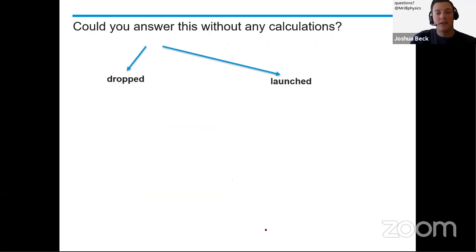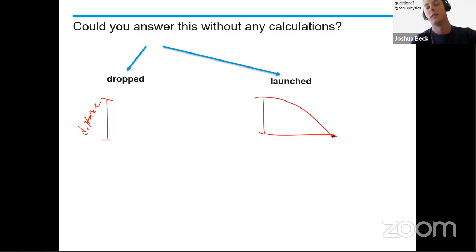Now, is there a way that I can answer that without calculations? Sure. The one that's dropped, this is the distance it travels. The one that's launched, is that the distance it travels? No, because it landed over here. So this is the distance it traveled, not a straight line. Don't use this and this to then find some straight line across there. It's not traveling along the hypotenuse, it's traveling along part of a parabola. But this right here is the distance traveled.